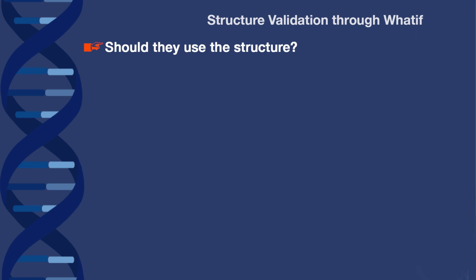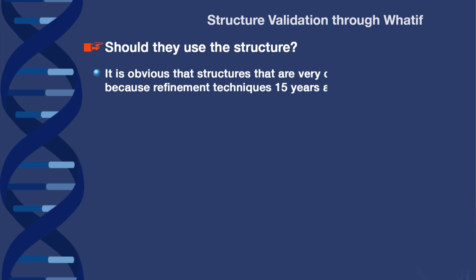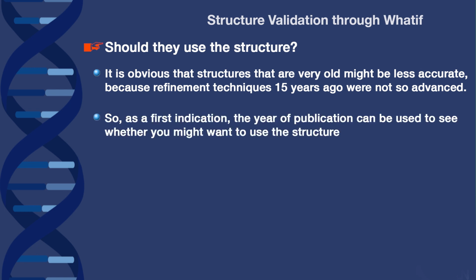So, should we use that structure or not? Should we take that as an alignment structure or not? It is obvious that structures that are very old might be less accurate, because refinement techniques 15 years ago were not so advanced. So, as a first indication, the year of publication can be used to see whether we might want to use the structure, but this criterion is not very convincing. Hence, refinement and validation is required.